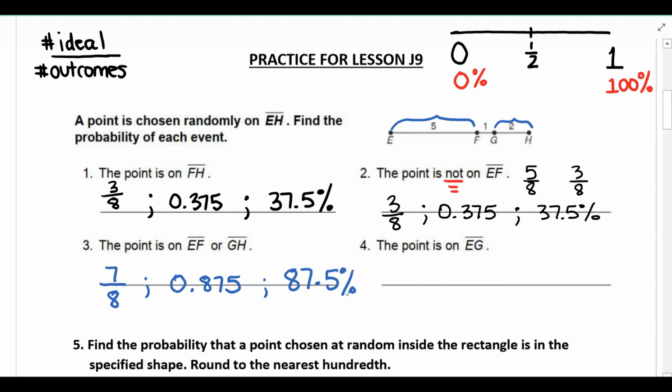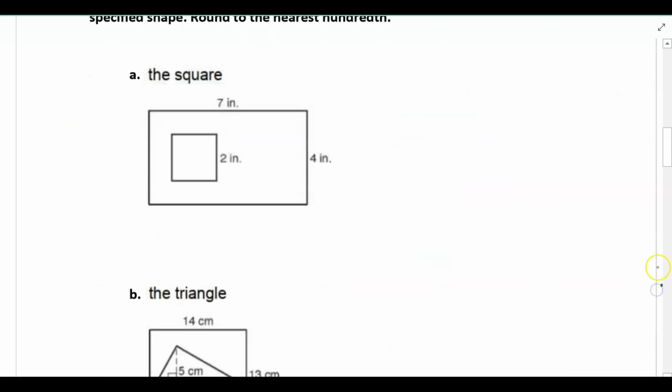What is the probability that the point is on EG? Well, EG is worth 6 out of 8, which does actually reduce. So I would say that this has a 3/4 possibility, which is the same as 0.75, which is the same as 75%.